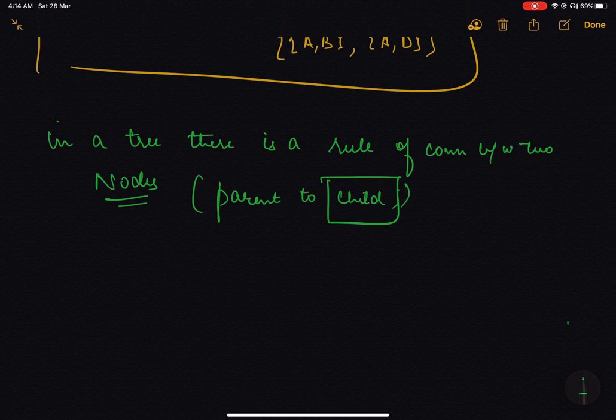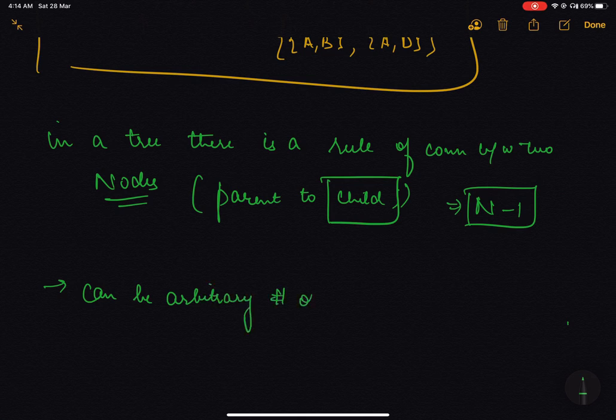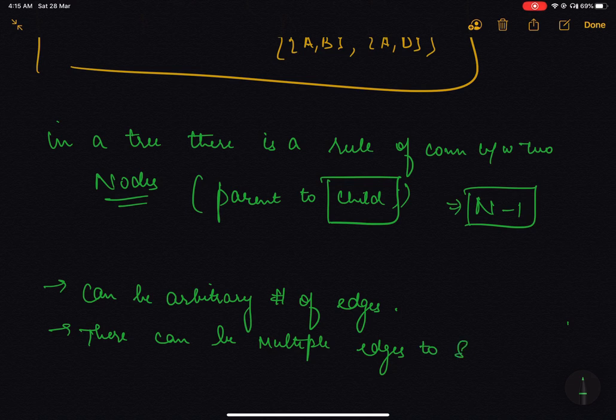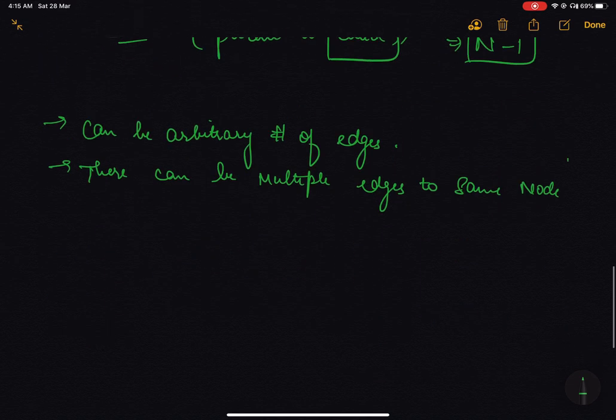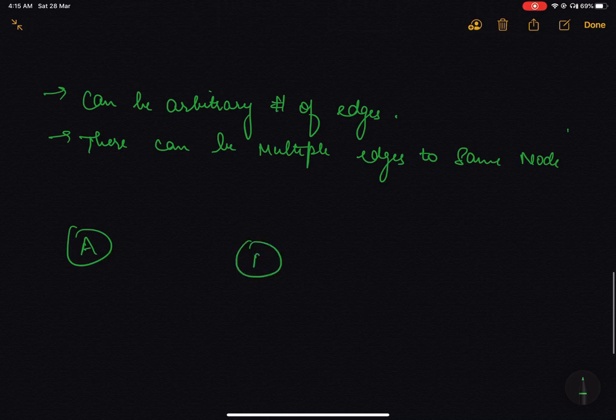So, what are the total number of edges in the tree? Yes, it is equal to n minus 1, where n is the number of nodes of the tree. There is no such rule in graph. In graph, there can be arbitrary numbers of edges. There can be multiple edges to a same node. For example, let us draw another graph. In this graph, we see that there are three edges.